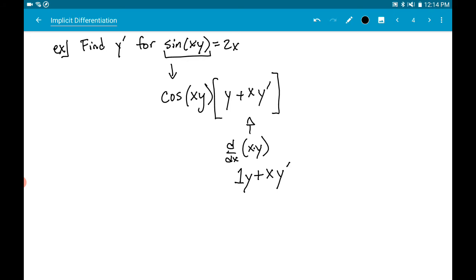I don't know why I write my y different. I got the curly y, I got the straight y, who knows. All right, derivative of this is just 2, because it's with respect to x.